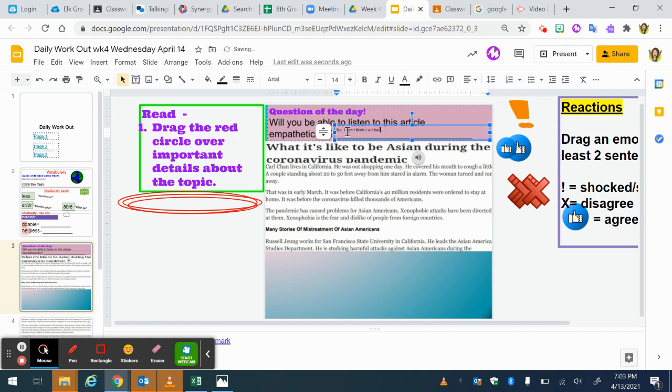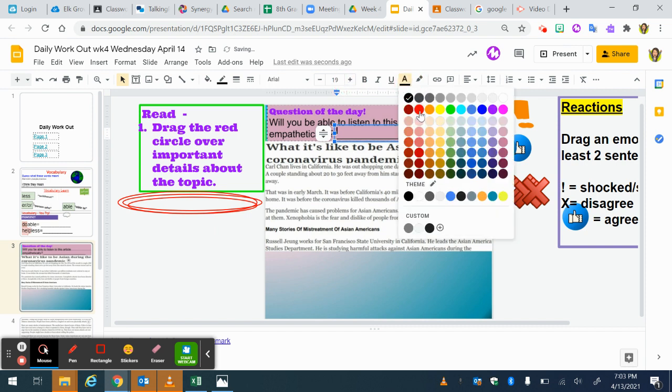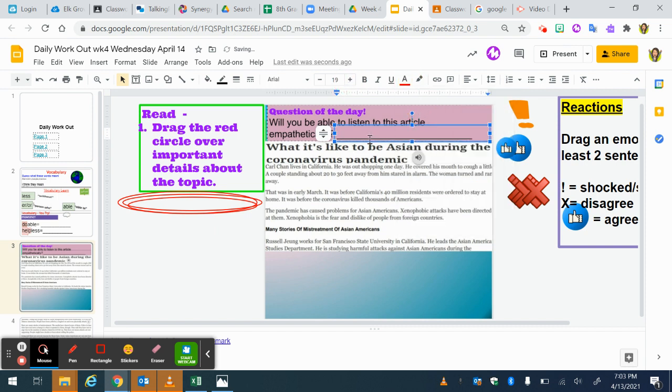Okay, so go ahead and write your answer there. And I'm going to push the plus sign and change the font color so that it pops a little bit. So the way you're going to answer that is, we know that the title is going to be what it's like to be Asian during the coronavirus pandemic. So even if you're not Asian, are you going to be able to listen empathetically? If you are Asian, are you still going to be able to listen to other Asian stories about how they feel? Okay.